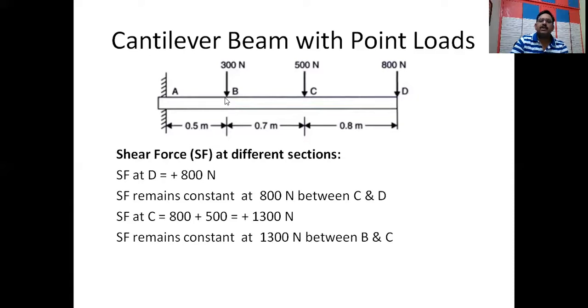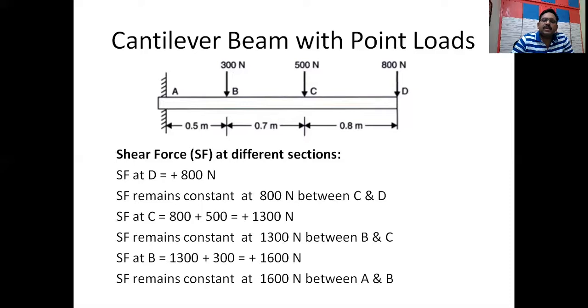Now, we will find out the shear force exactly at B. See how many forces are there to my right: 800 newtons, 500 newtons, and 300 newtons. All these forces are acting downwards only. If you want to find the resultant of all these forces, that means replacing all three forces with a single force, it will be the addition of all these forces. 500 plus 800 is 1300, 1300 plus 300 is 1600. So shear force at B will be 1600. Now, if we want to find out shear force at A, between A and B there won't be any change.